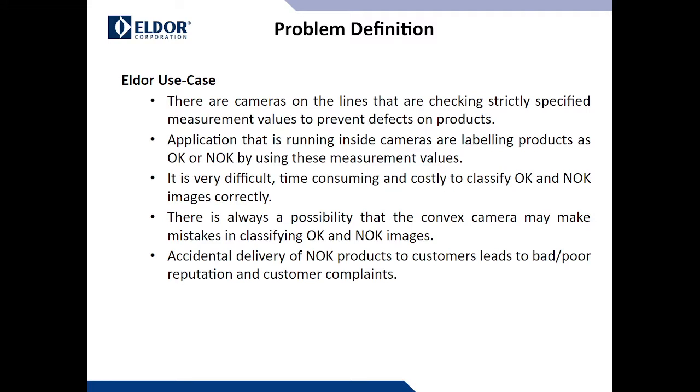In the Eldor use case, there are cameras on the lines that are checking strictly specified measurement values to prevent defects on the product. The application that is running inside the cameras is labeling the product as okay or not okay by using these measurement values. It's a very difficult and also time-consuming process, and our aim is to make more efficient progress for this area. There is always a possibility that the camera may make mistakes in classifying okay and not okay images.